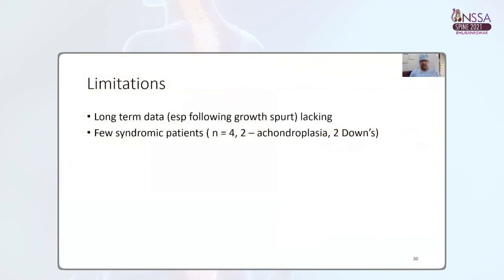So what are the limitations of our study is that we do not have long-term data. We have data only starting from 14 months to about 5 years. We have not followed these kids through their growth spurt, which is important, I feel, when we are operating on kids under the age of 5 years. We had relatively fewer syndromic patients. We are only 4, 2 of them being achondroplastics and 2 of them with Down syndrome.